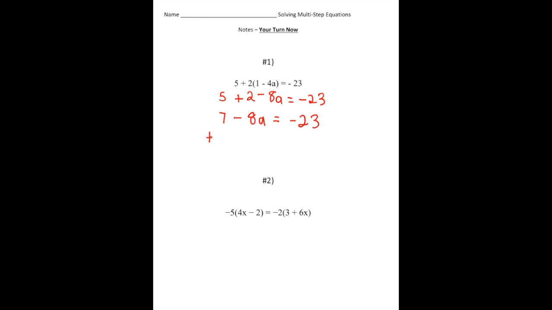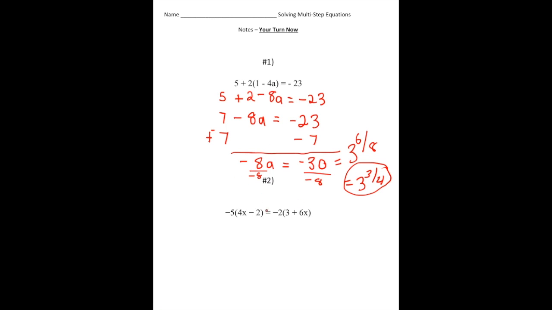I'm going to add, take away 7. Or how about this? I'm going to add a negative 7 to both sides, which is the same as take away 7. So now we have negative 8a equals negative 30. And then I'm going to divide both sides by negative 8. And let's see, that's going to be a positive answer. So let's see, 8 goes into 30 3 times with 6 left over. So it's going to be 3 6/8, which is equivalent to 3 3/4.